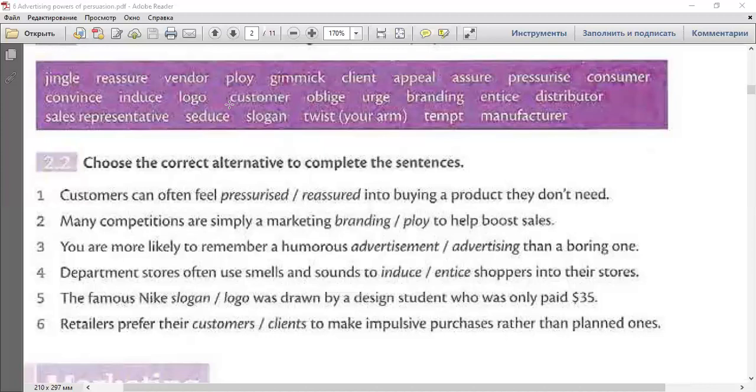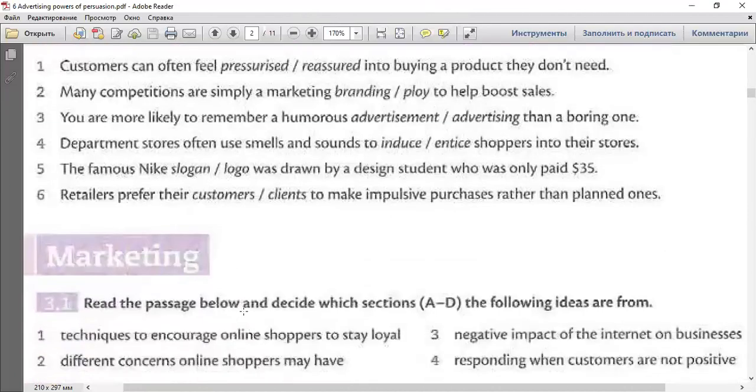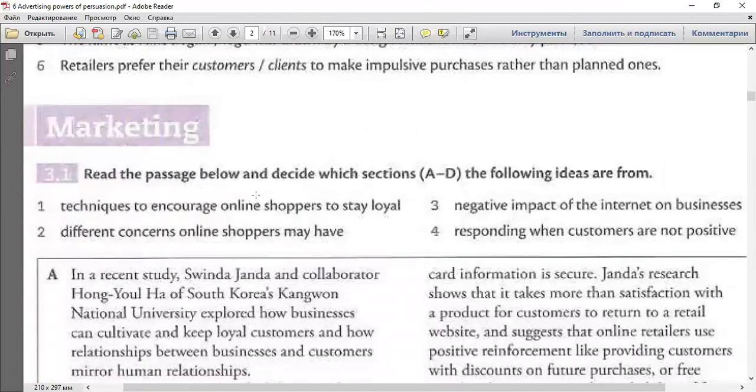Then number 5, the famous Nike logo was drawn by a design student who was only paid $35. Then number 6, retailers prefer their customers to make impulsive purchases rather than planned ones. When you're talking about retailers, the word customer is more suitable. Okay, well done, great. So now please read the passage below.